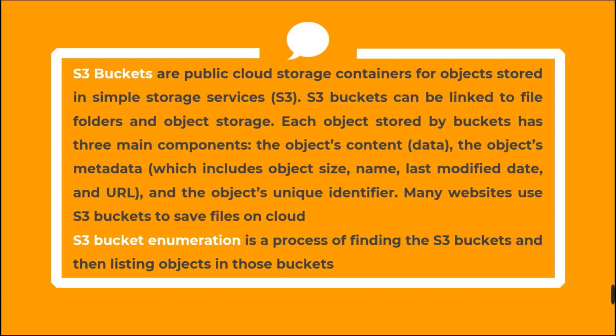Each object stored by a bucket has three main components: the object content, the data; the object's metadata, which includes object size, name, last modified date and URL; and the object's unique identifier. Many websites use S3 buckets to save files on the cloud. S3 bucket enumeration is the process of finding the S3 buckets and then listing objects in those buckets.